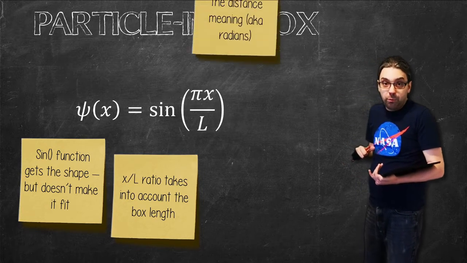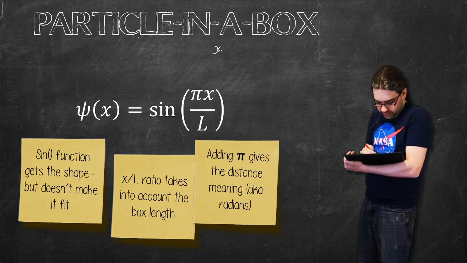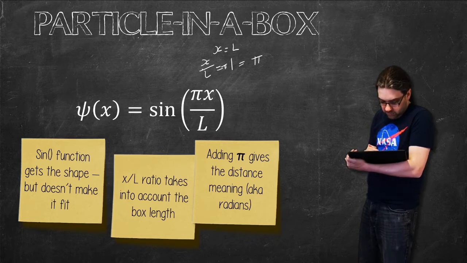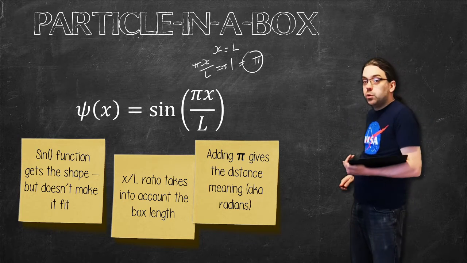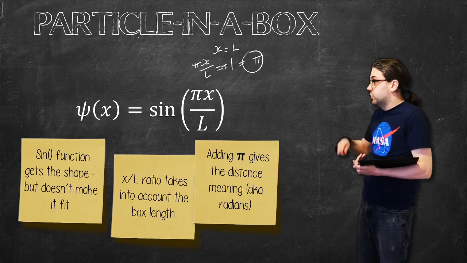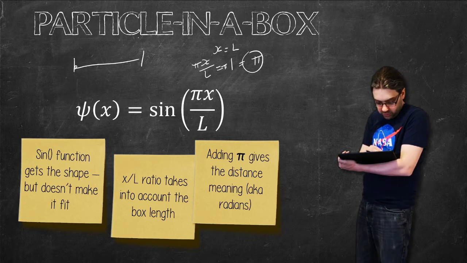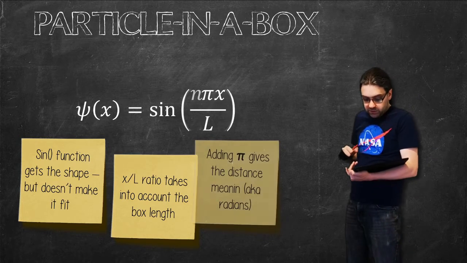So let's solve that problem by adding in pi. Here, if x equals L, then x over L equals 1. Multiply it by pi, that must equal pi. And sine of pi is 0. Pi being the equivalent of 180 degrees in a sine function. So we know that no matter what, out of this equation, at the edges of the box, the wave will be 0. Great. What else can we add to this?